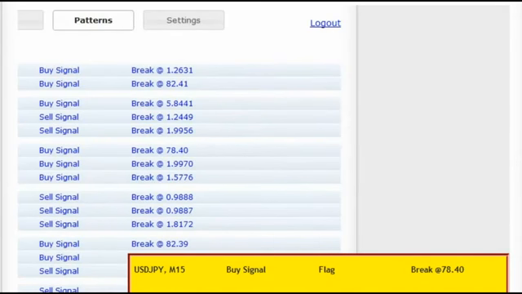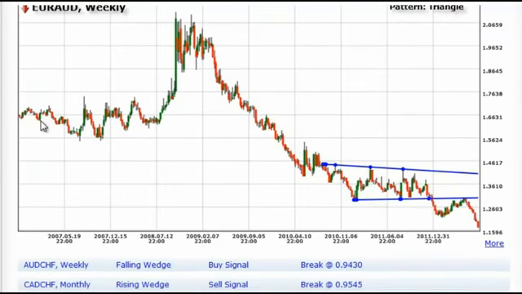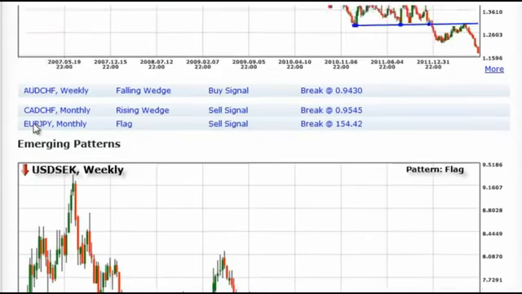Another approach is to check the charts just once or twice a day. Look in the history of the higher time frames and you see that trend lines work incredibly well.